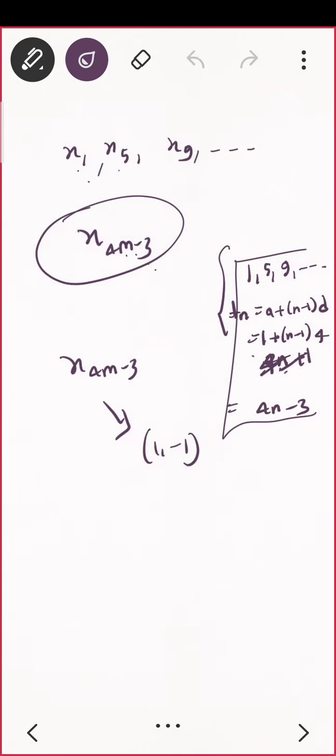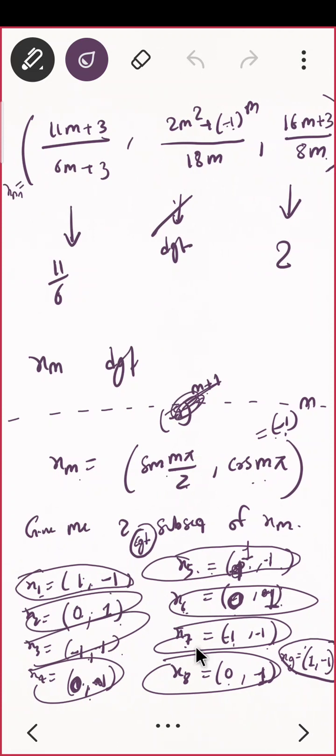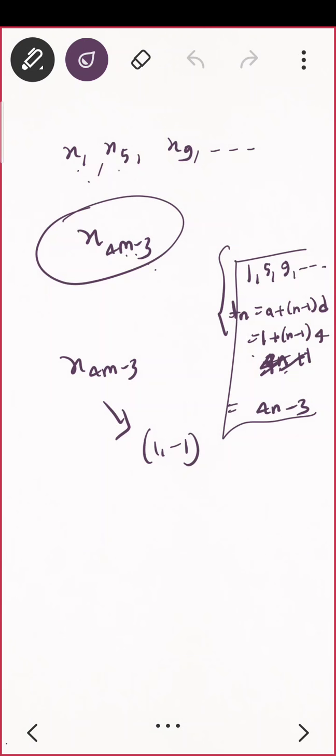So if somebody asks about subsequences, then this is how you should see. You should first see how they are forming, what is the pattern. If you observe the pattern, then that's it. Is that okay? Shall we go ahead? This was all about sequences in Rn. Now let us do the next part.